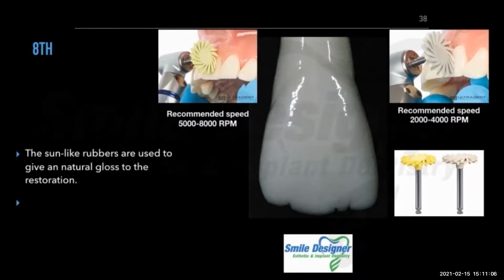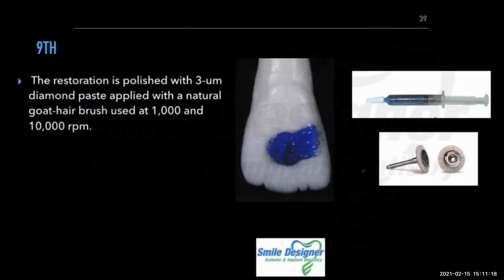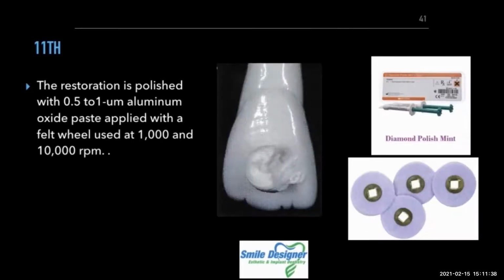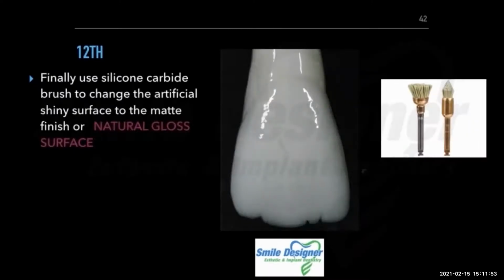In this stage, the sun-like rubbers are used for natural gloss at low speed, and then the natural gold brush with 3 micron aluminum oxide at low speed. After the 3 micron aluminum oxide, use 1 micron diamond paste with a gold brush at low speed. And then 0.5 to 1 micron diamond paste with a felt wheel at low speed. And finally, use a silicon carbide brush to change the surface from artificial shiny to a matte finish or natural gloss.